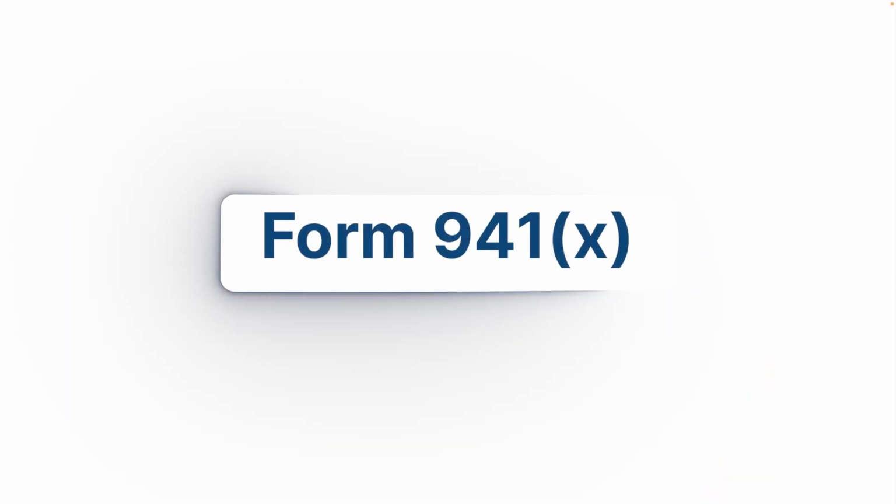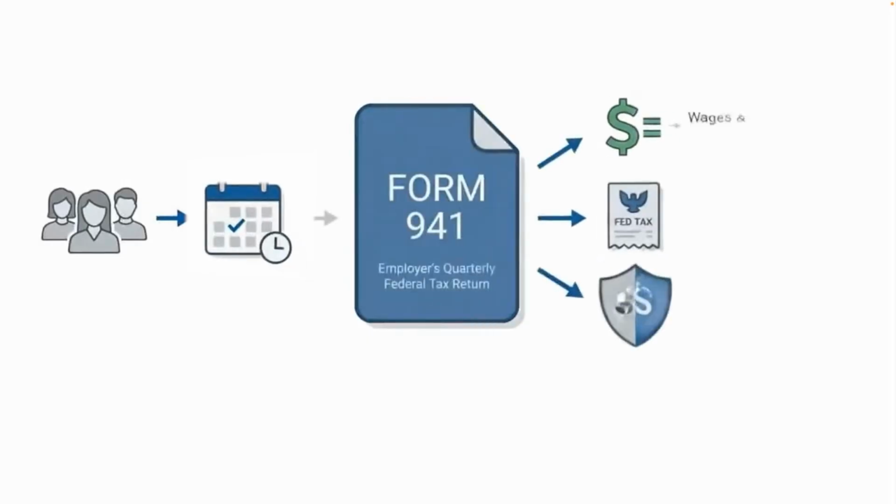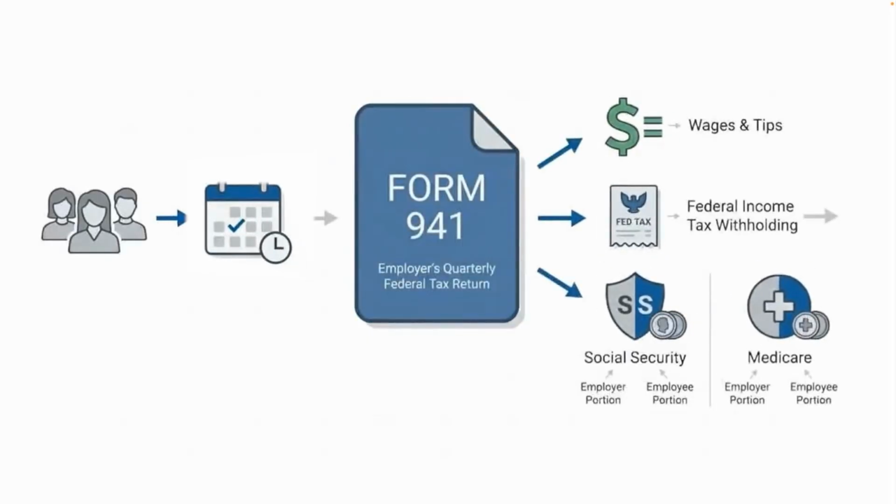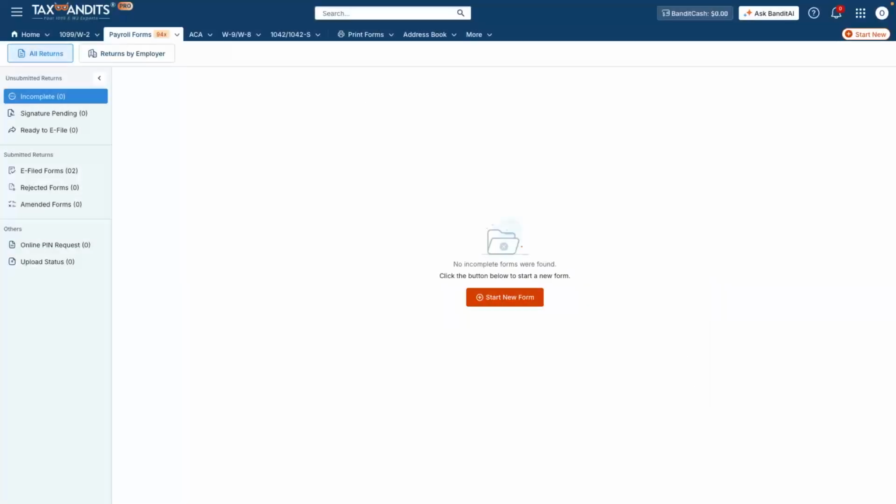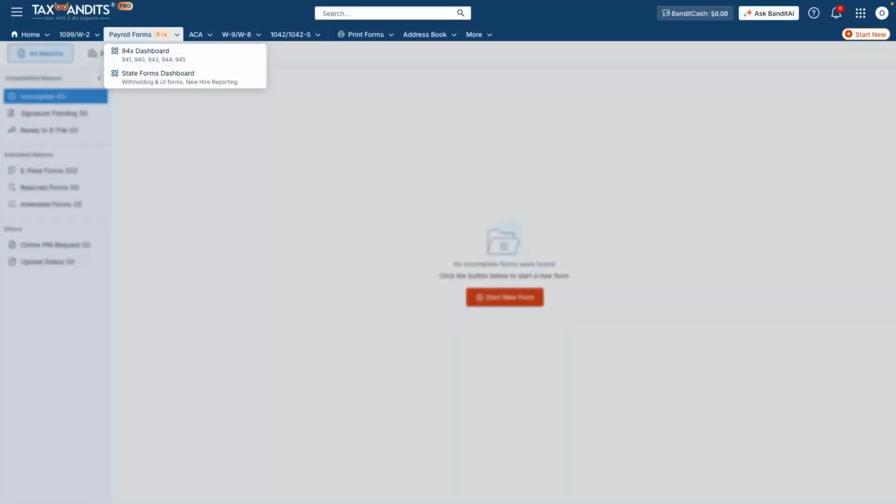Form 941 is used to report an employer's quarterly federal payroll tax obligations, including employee wages, tips, and other compensation, federal income tax withheld, and both the employer and employee portions of Social Security and Medicare taxes. Using TaxBandits, tax professionals can efficiently prepare, validate, and e-file Form 941.